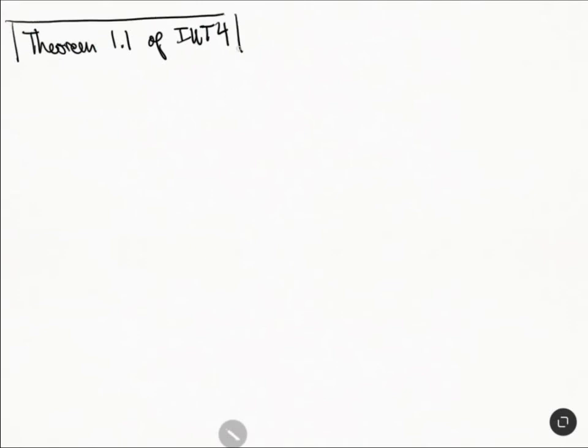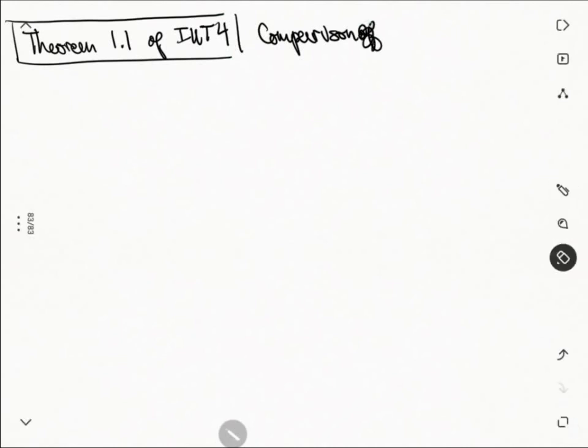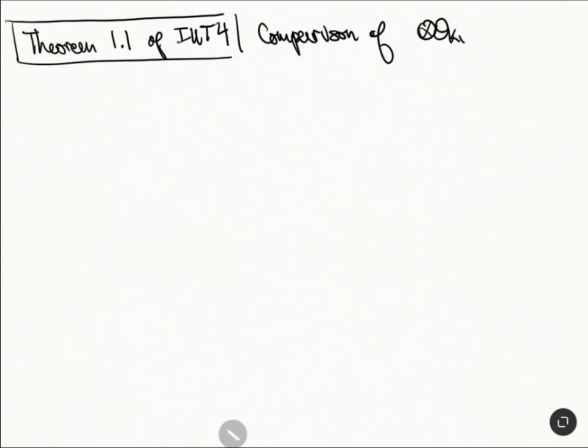Okay, so now I want to finally give this theorem 1.1 of IUT4. This is where he uses faithfully flat descent to show a certain inclusion. So this is a comparison of this tensor packet of O_{K_i} and O_L, where i is equal to 1 up to m.